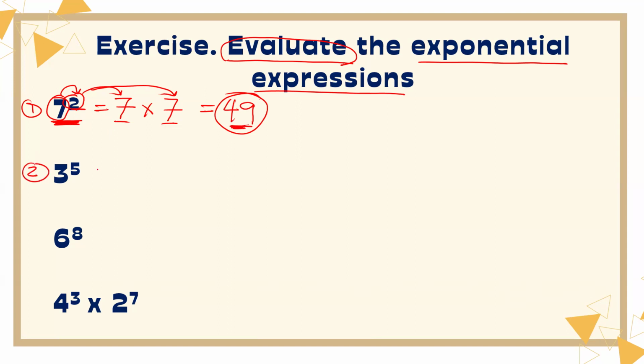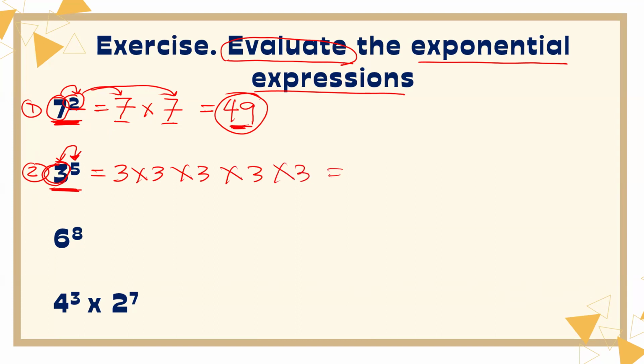Let's go to the second problem. What about 3 to the fifth? So what is the base? What is our base for this particular example, 3 to the fifth? Is it 3 or 5? Very good. That would be 3. How many 3s would you multiply given this expression? So you look at the exponent. The exponent is 5, so you will multiply 3 5 times. So that would be 3 times 3 times 3 times 3 times 3.